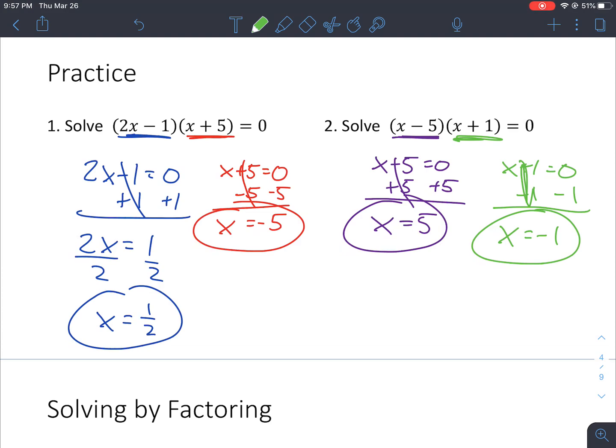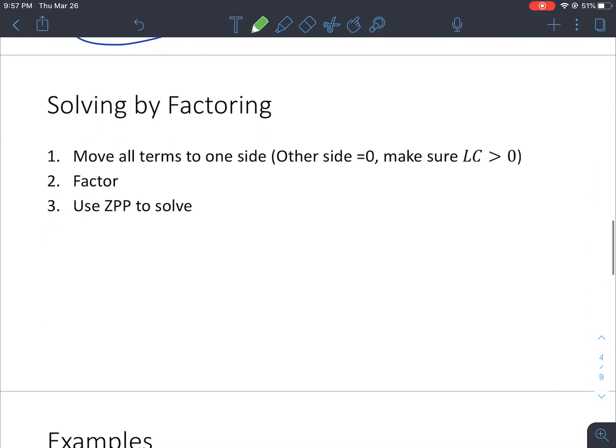Okay, hopefully we feel pretty good about that, because now what we're going to do is add some steps from last unit to these types of examples to make this all come full circle. So, solving by factoring, essentially what we want to do is move all of our terms to one side and have the other side equal to 0. Okay, that's an important part. We want one side of our equation to equal 0. Then we're going to factor whatever we have, and then we're going to use that ZPP, that zero product property, in order to solve. Okay?